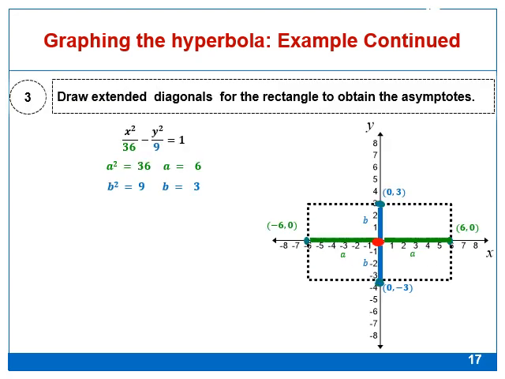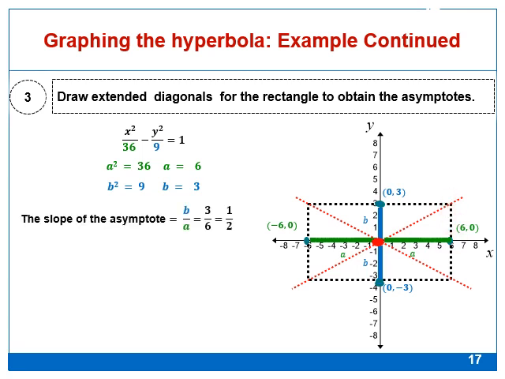In the third step, we draw the diagonals of this rectangle, and we have to calculate their equations as well. You can see that these diagonals pass through the origin. Their slope can be given by tan of this angle, which is b over a. So the slope of the asymptotes will be calculated as b over a, which is 3 over 6, which is equal to half. We have 2 asymptotes. One of them has a positive slope and the other one has a negative slope.